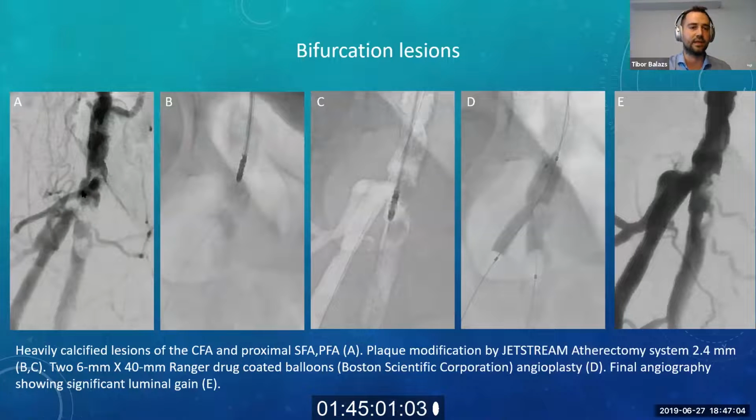So this is the example of the bifurcation lesion. You can see the heavily calcified origin of the profunda and the SFA. Once we cross the lesion, we perform the atherectomy as well. Then we cross the SFA and open it up. Importantly, we are communicating with the surgeons as well. Typically, these patients are best suited for a surgical option, but in this case, the patient was obese and refused the surgical approach. So after discussion, we used the atherectomy to remove the plaque, and after double balloon angioplasty, opened up the vessel.